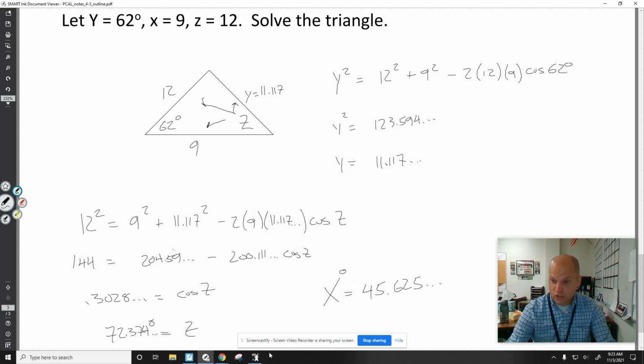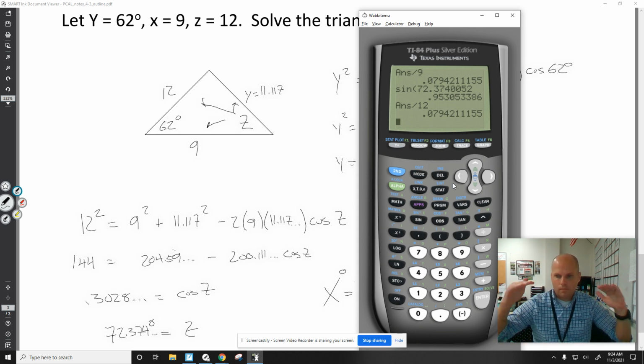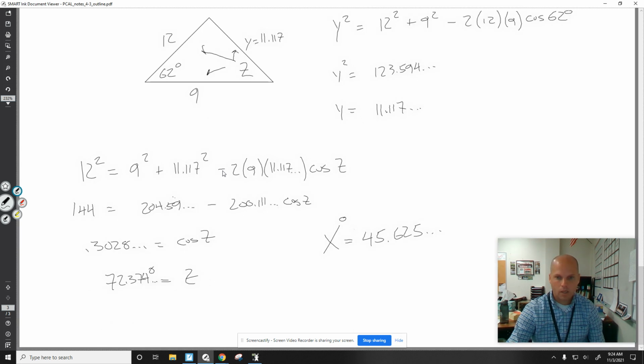Now, you want to check using the law of sines? Sure. The sine of x over x has to equal the sine of z over z. What was z? 72. The sine of z over z, 0.0794. Boom. Everything works out. The triangle's correct. I could also check with y and the sine of y. We're good. And that's it.